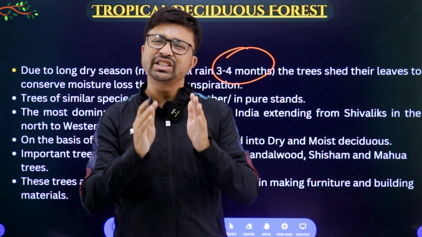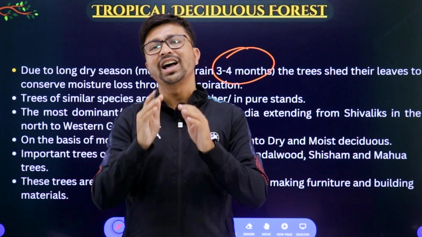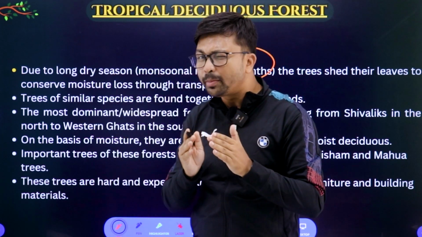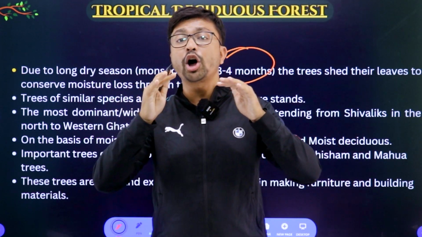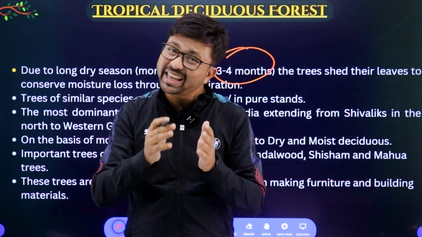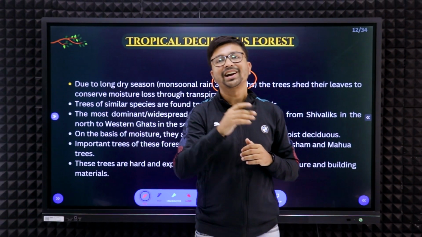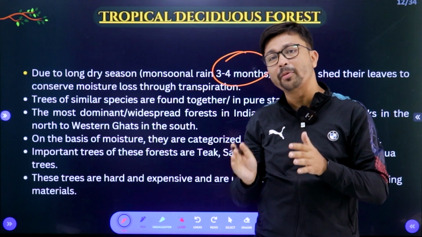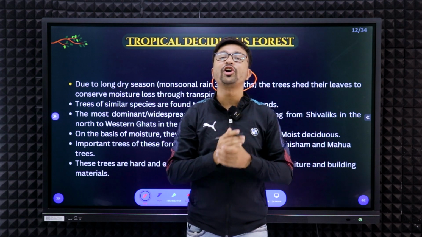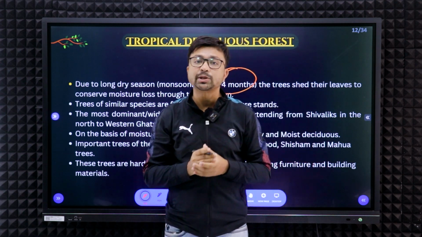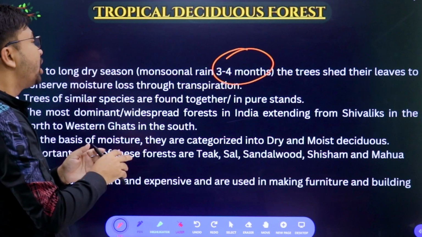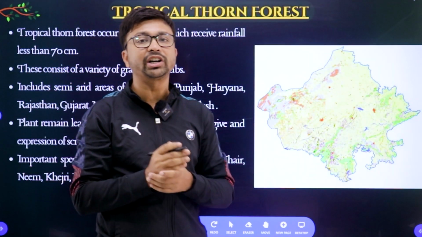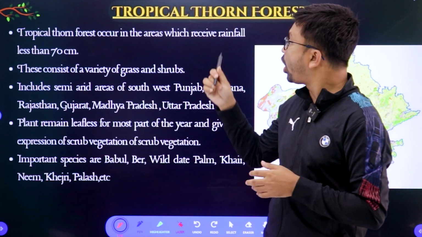One more advantage, these trees are hard, but not so hard like tropical evergreen vegetation. So it will be comparatively easy to cut the vegetation and take it out. And as these vegetations do not grow in dense condition, it will be easy to take out the vegetation after cutting the trees. And remember, this type of vegetation has a huge impact on economic use in India. It is the most exploited natural vegetation in India, and these trees are mostly used for making furniture and also building materials.